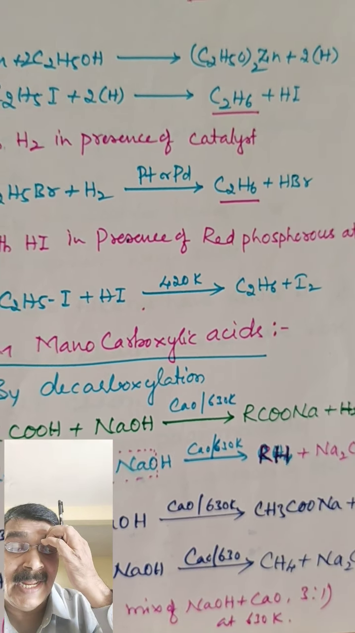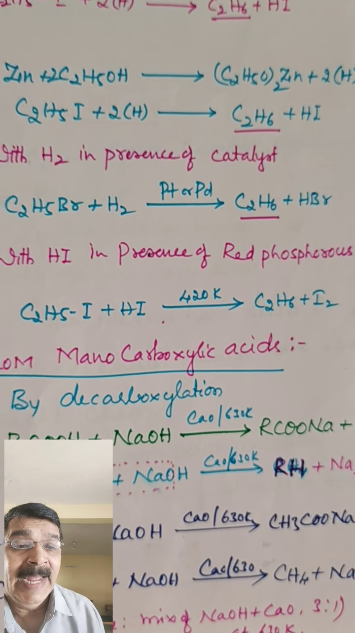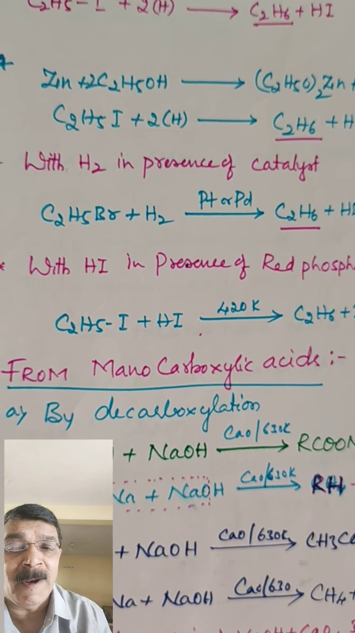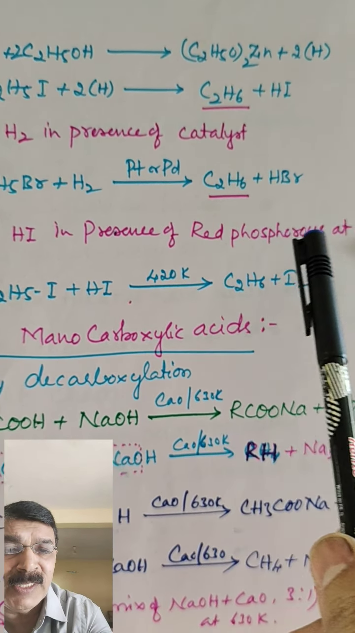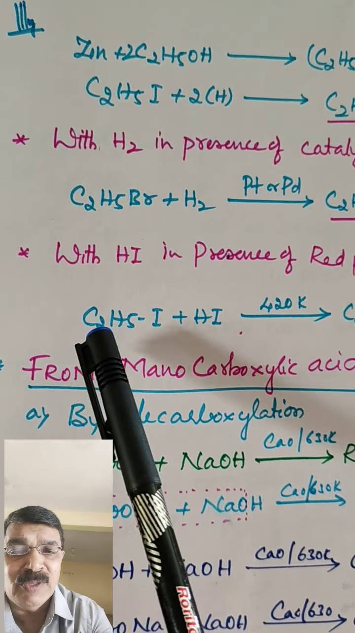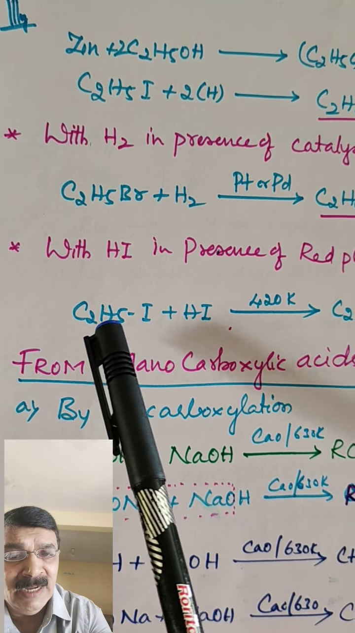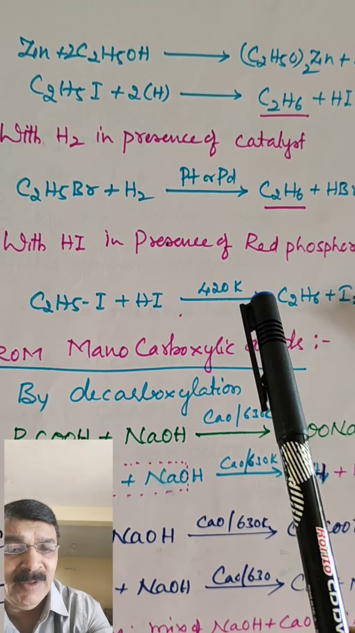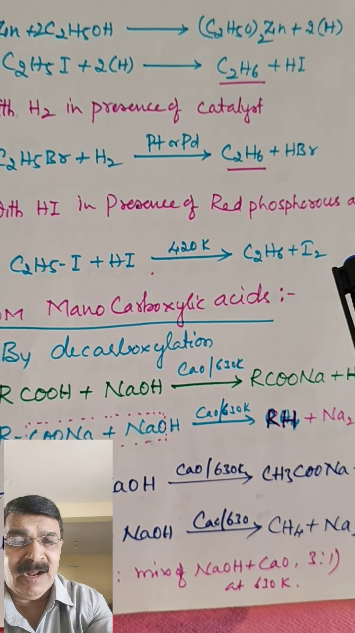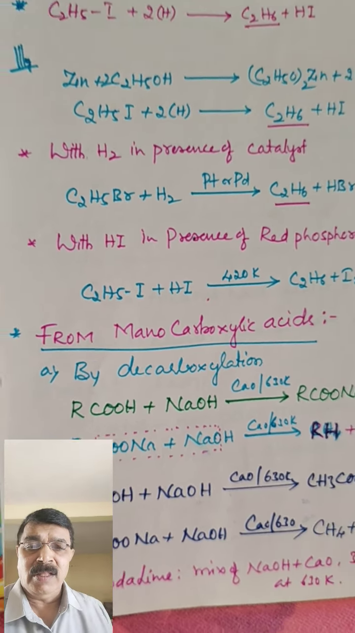Hydrogen bromide, it is HBr. With HI, hydrogen iodide in presence of red phosphorus, then also it forms alkanes. Observe here, alkyl halide, ethyl iodide plus hydrogen iodide at 420 Kelvin temperature, it forms ethane and iodine. This is about another method of preparation.